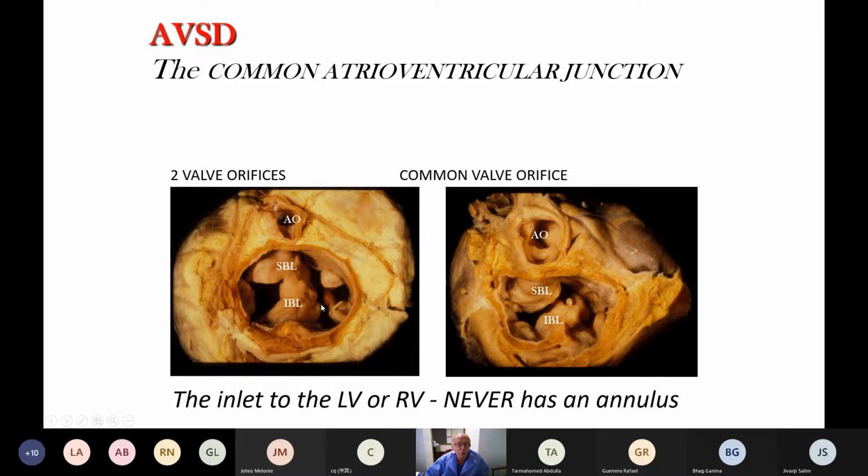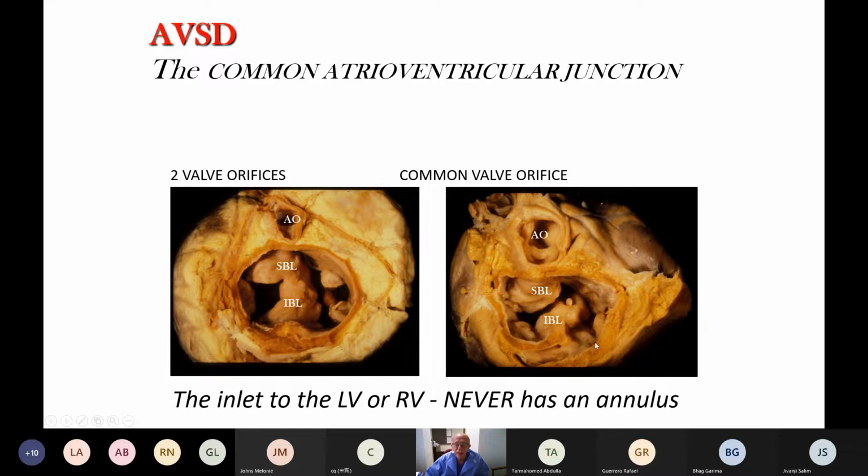And to be called a valve, you must have an annulus. There's no annulus to the left-sided orifice. There's no annulus to the right-sided orifice. So you can't measure, if someone says, how big is the annulus? You can't say; there is no annulus on the left or the right orifice.